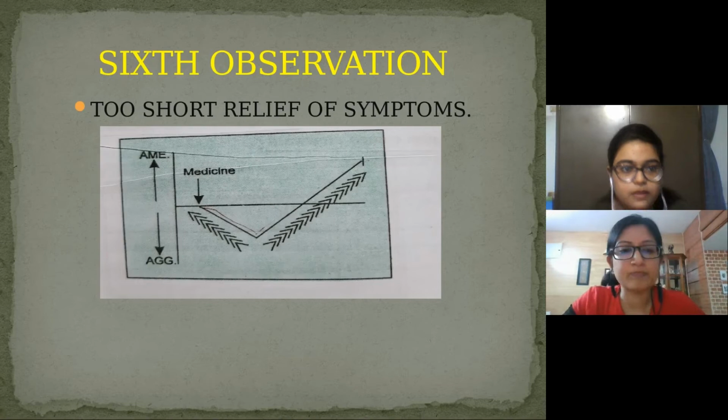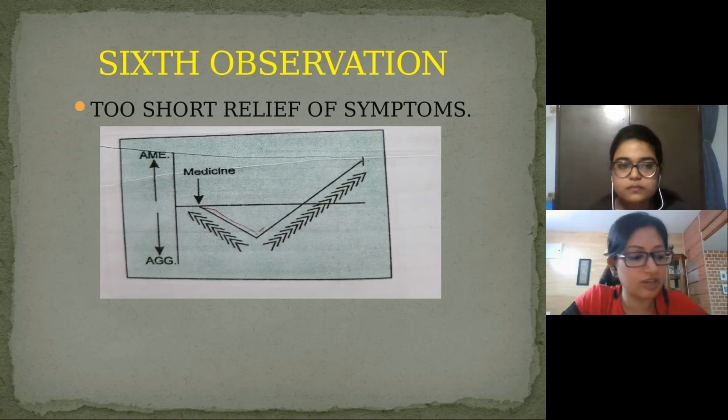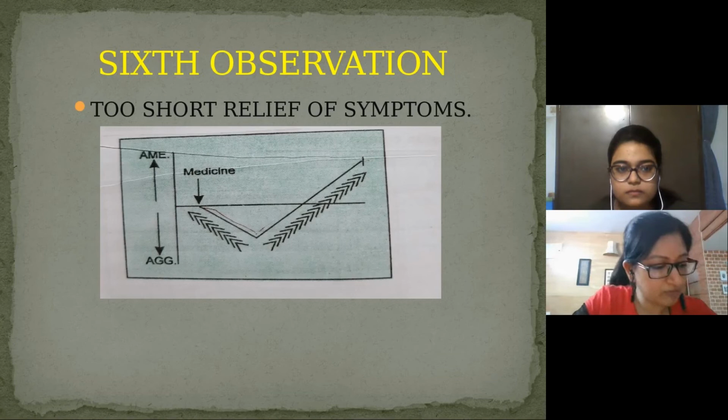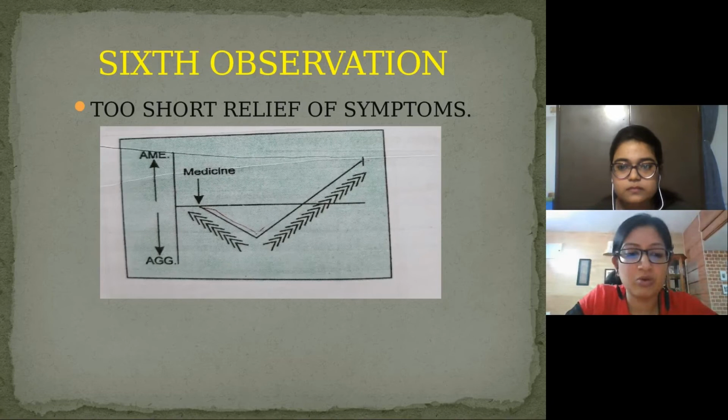So the sixth observation says, too short relief of symptoms. The patient does not experience the amount of relief or the duration of relief that they would have expected, and the symptoms get aggravated all over again. So what is the interpretation? Why does this happen? It is because there are obstacles to cure. What is an obstacle to cure? This has been mentioned even in Stuart Close, even by Hahnemann. Basically, it is some environmental or external factor that prevents the body, the vital force, from taking the help of the medicine and recovering.